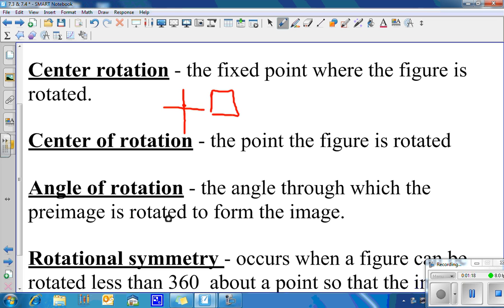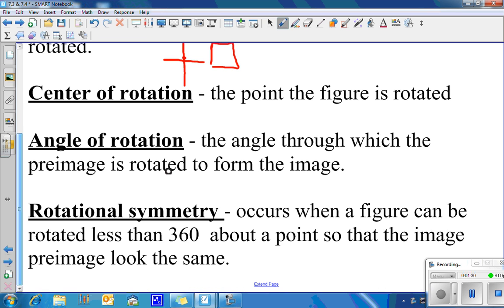Angle of rotation is the angle through which the preimage is rotated to form the image. And for example, they say rotate it clockwise 90 degrees. Well, 90 degrees is the angle of rotation. And of course, rotational symmetry occurs when a figure can be rotated less than 360 degrees about a point so that the image or preimage looks the same.